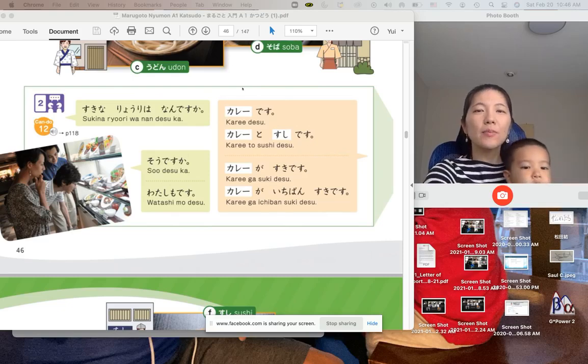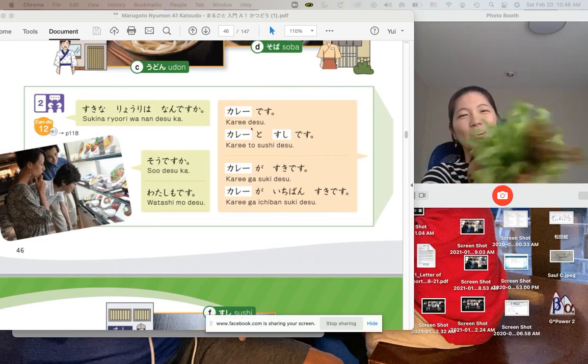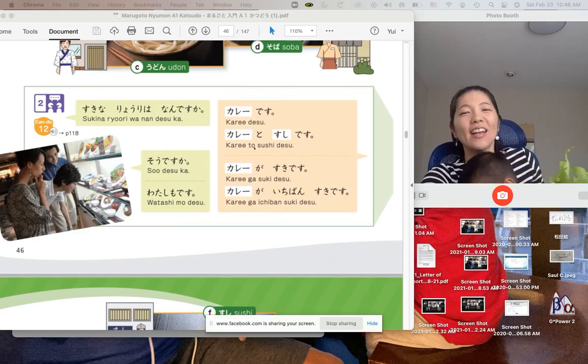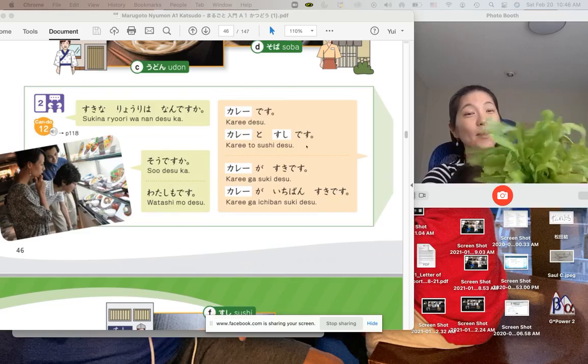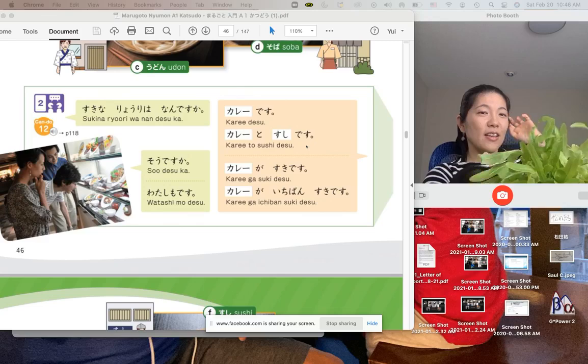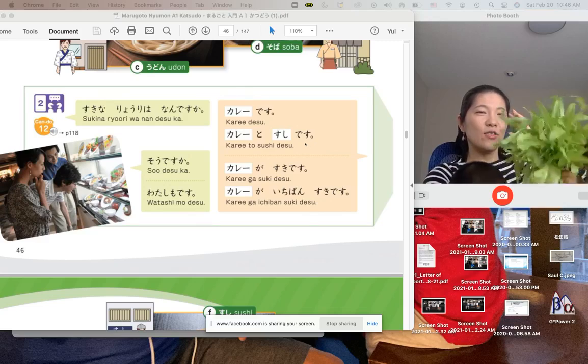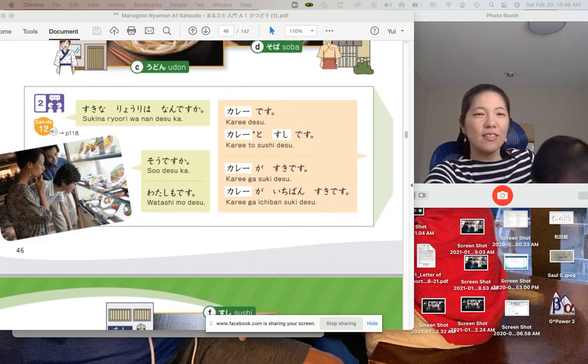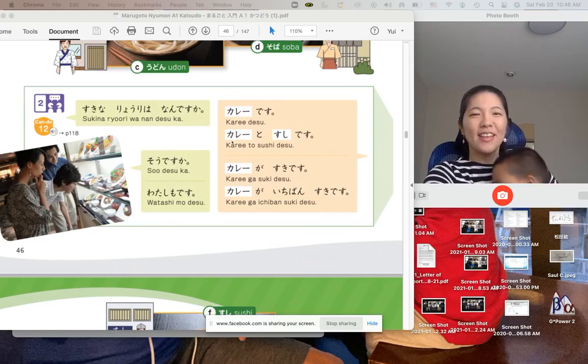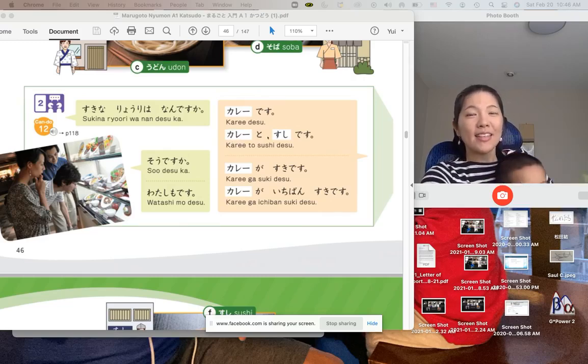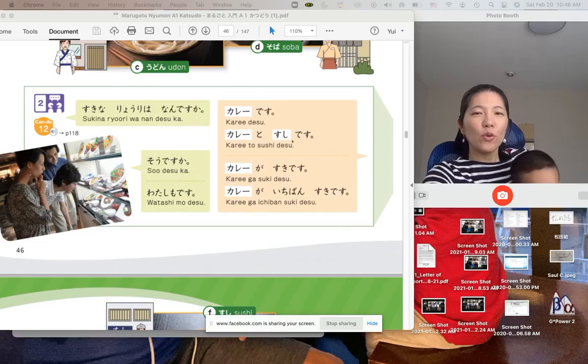The answer would be カレーです。Or カレーと寿司です. So you can put anything. I like sushi. 寿司です. I like a lot of things. But you can put like a pizza です. そばとうどんです. You can put anything you want here, right?